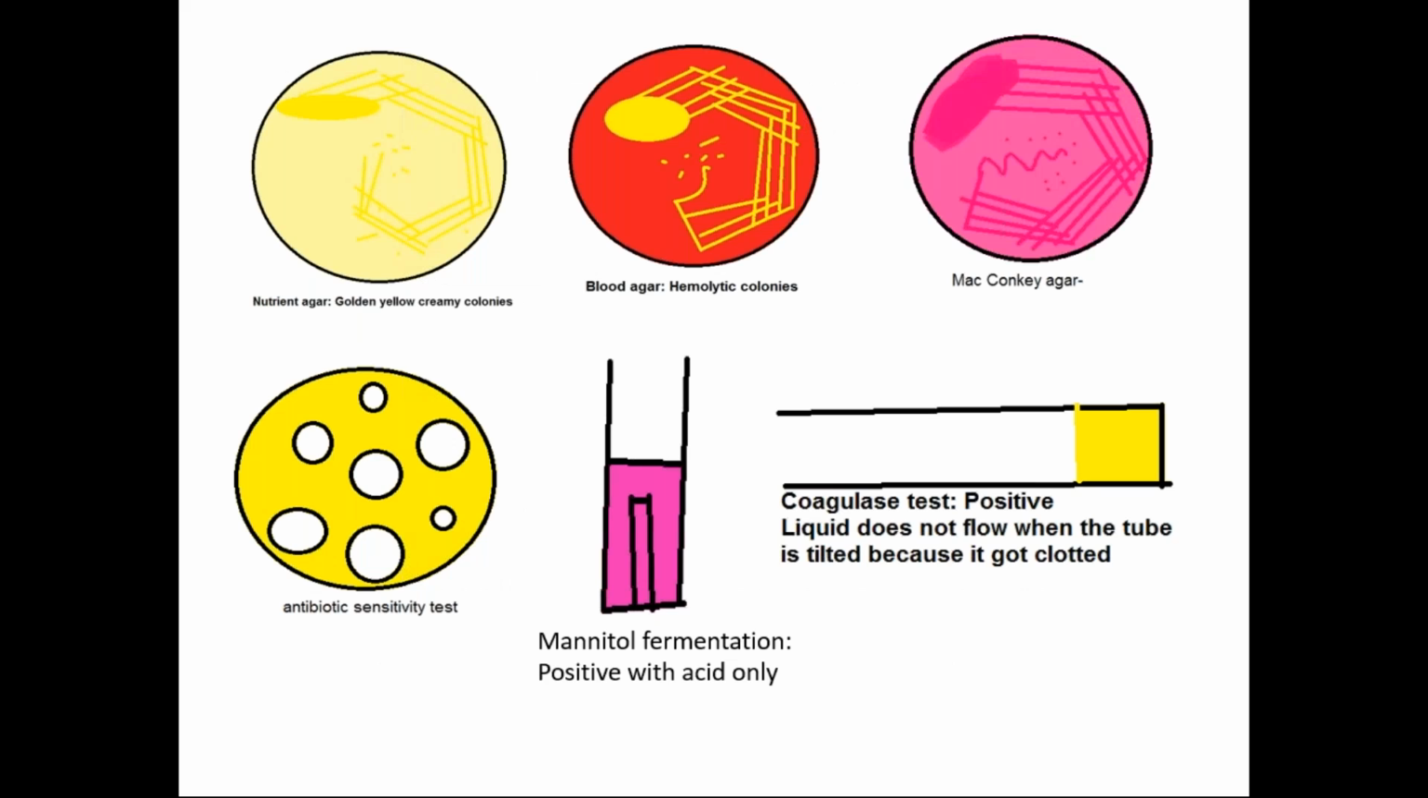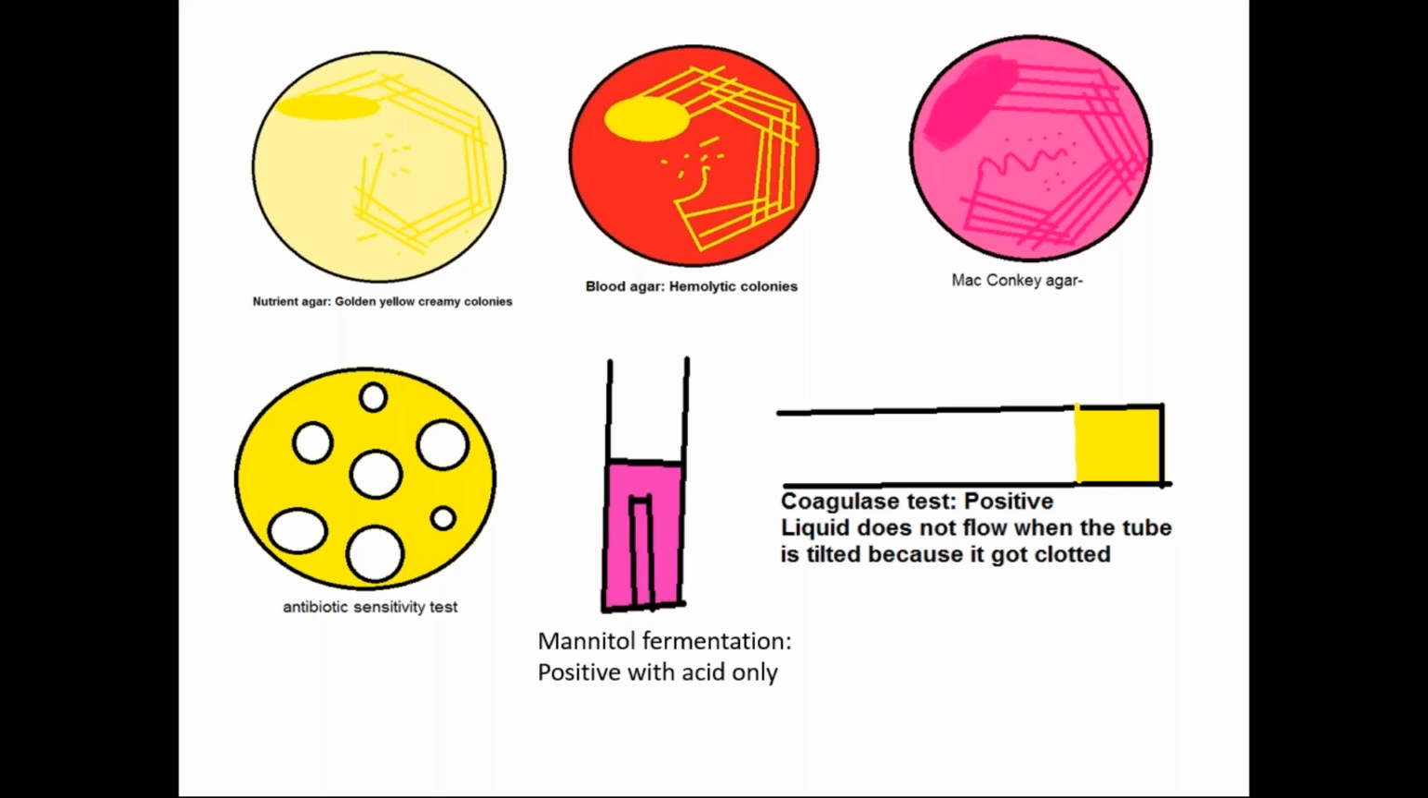Next, you have to draw all these diagrams in your records. See the diagrams: nutrient agar, blood agar, MacConkey agar, antibiotic sensitivity plate. For all of you students, please take a snap of this photo. Draw 4 circles. The first circle, you color it cream, but call this yellow color. That is nutrient agar, right? Nutrient agar, golden yellow pigment colonies.